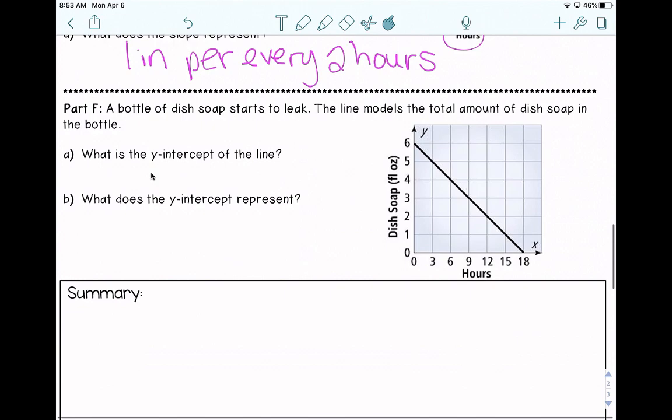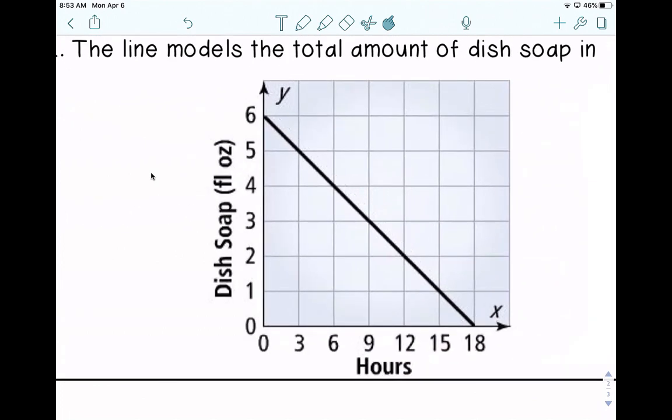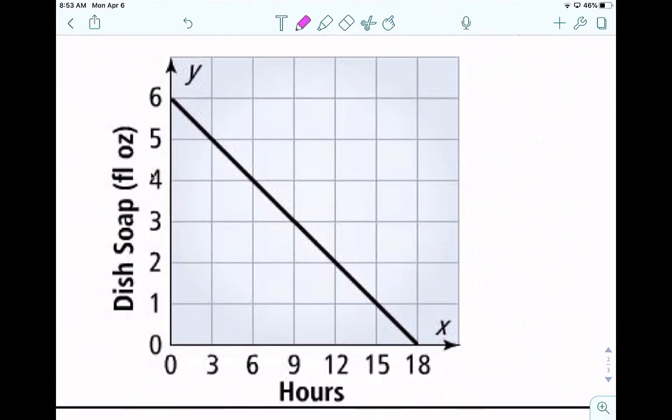All right, one more example. A bottle of dish soap starts to leak. The line models the amount of soap in the bottle. What is the y-intercept, and what does it represent? So first off, I just want us to look at this. This is telling us that our x value, the bottom value, is hours. And then the y values are the dish soap that's left in the bottle. Now, when I look from left to right, what kind of slope is this? If you said negative slope, you would be correct.